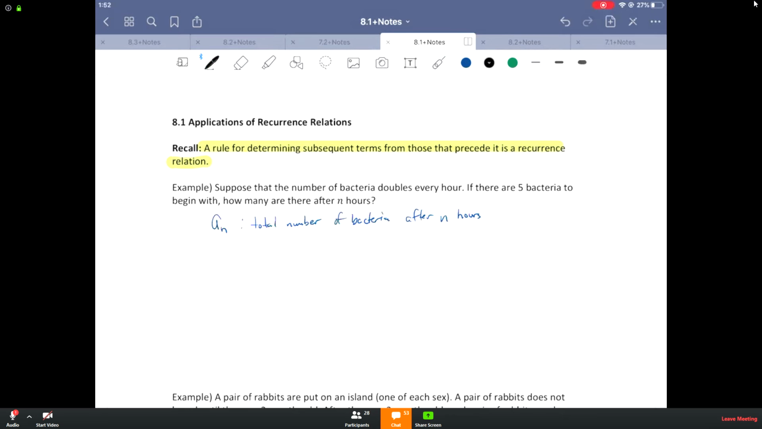All right, so it's doubling every hour. So a sub n is equal to 2 times whatever there was before, so a sub n minus 1, the hour before, the n minus 1th hour. Any questions on where that came from? The notation or anything on there?